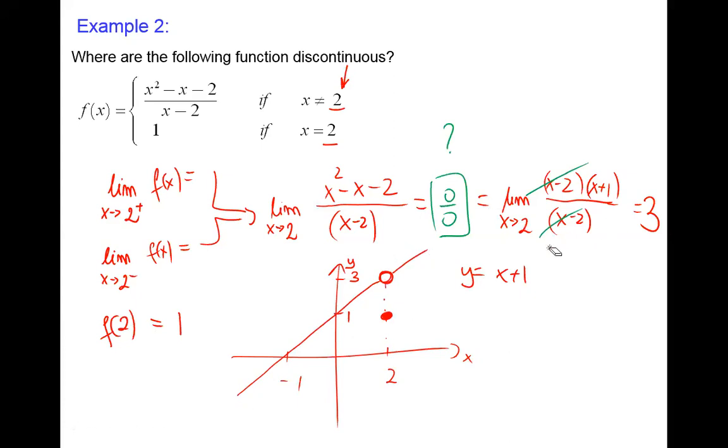Just one point is removed from that line because the function is not defined at 2. At 2, we have a completely different value. Thank you for realizing that if the limit exists the same from the left and from the right, it's not a jump. Most likely it's removable, unless this value is the same. If this will be 3, then we will have a continuous function, because this dot will fill out that empty circle.